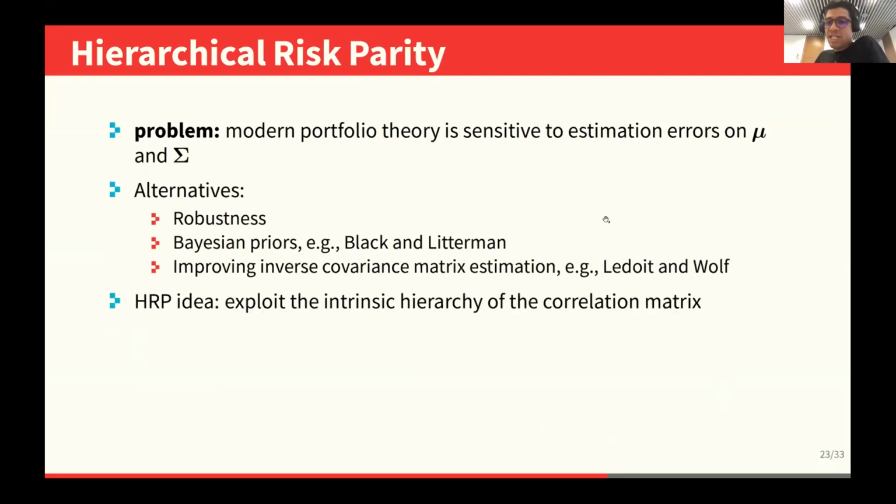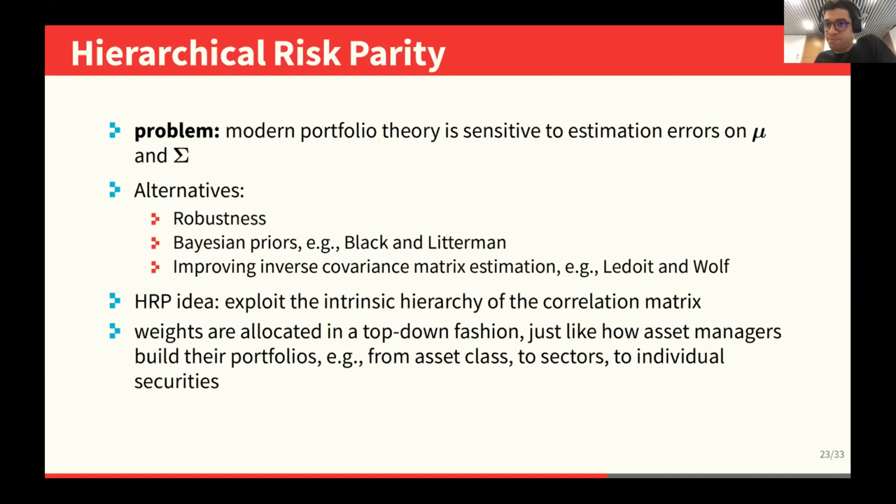But then the HRP idea, the hierarchical risk parity idea, is to exploit this clustered nature of stocks, right? Because we're going to see how hierarchical risk parity allocates the weights. It's basically using a top-down fashion, just like how practitioners would do, right? You would first think about which industry you want to put your money in, and then you would go on to the sectors, which sectors you would want, and then you would go down to the individual assets eventually.